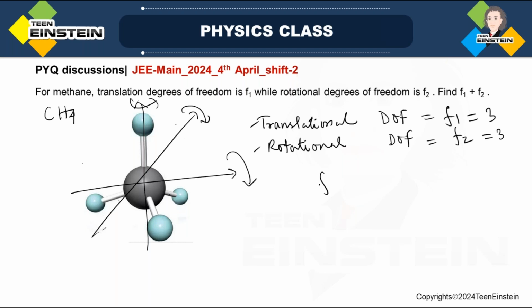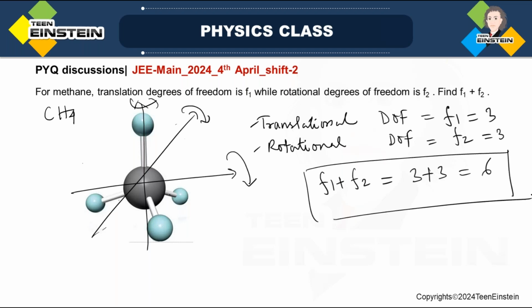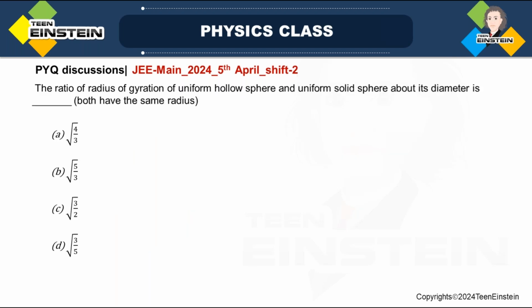So what will be then f1 plus f2? This is what we have to find out, right? F1 plus f2 will be 3 plus 3, that means 6 degrees of freedom. So f1 plus f2, the total number of degrees of freedom including translation and rotational degrees of freedom, that is 6. There will be 6 degrees of freedom. All right, okay. Let us go to the next problem.